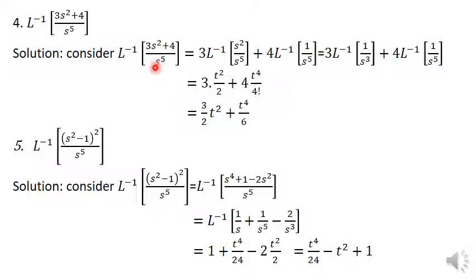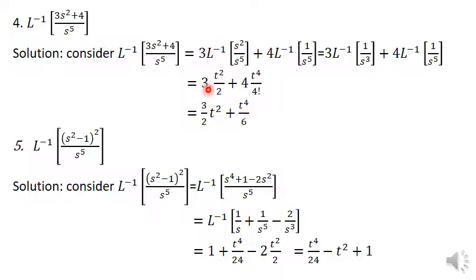So for that, we split the denominator for both the terms 3s square plus 4, that is 3 into L inverse of s square by s raised to the power of 5 plus 4 times L inverse of 1 over s power 5. On simplification we get 3 into L inverse of 1 by s cube plus 4 into L inverse of 1 by s power 5.